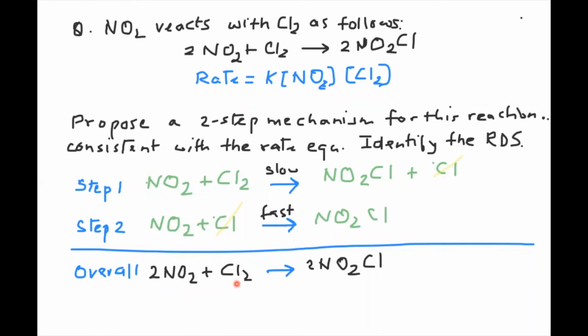If you now add step 1 and step 2, you will see that the chlorine radical on the right in step 1 and on the left in step 2 cancels out, and you're left with 2 NO2 and 1 Cl2 on the left and 2 NO2Cl on the right, which is consistent with the overall equation and also has the correct ratios required by the rate equation.